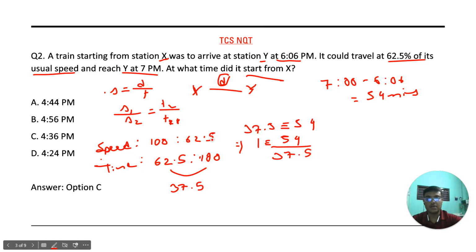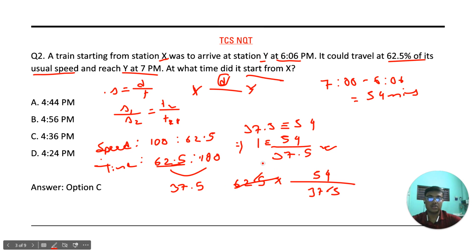This implies that 1 unit is equivalent to 54 by 37.5. Now, what we have taken is that our initial time that we needed is 62.5. This is our assumption. But this assumption would be the correct time when we use 1 unit as this value. Thus, to get the actual value, we need to multiply 62.5 with the value of 1 unit here, which is 54 by 37.5.